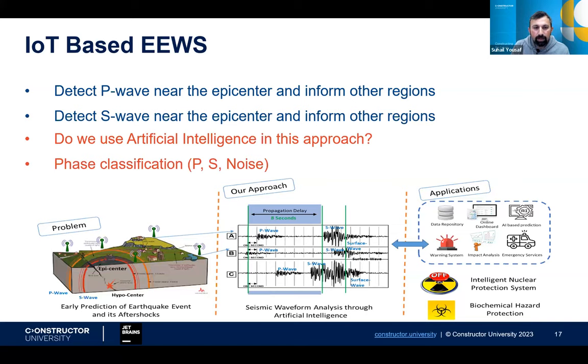So phase classification, as I discussed earlier, can be done through artificial intelligence. And we tried to come up with a solution. Of course, there are other solutions available as well, but those solutions used different approaches and different data sets. What we were interested in is to come up with a more advanced form of AI-based solution for phase classification using the local data. So in this approach, what we tried is to come up with a phase classification model which can differentiate between the primary wave, secondary wave, and the noise. Next, please.